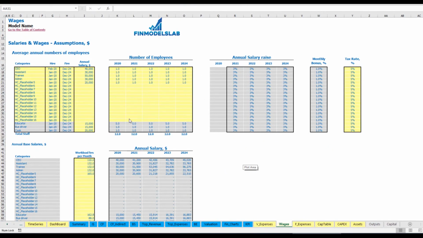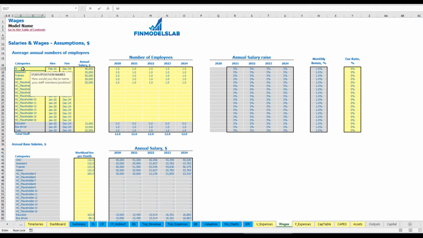On the Wages tab you have up to 20 placeholders to input your staffing assumptions. Please note that some gray values are already predefined and you already input these positions for educator, bus driver and cook on the dashboard with some hire and fire dates. For these positions you are able to input only the annual salary. In addition, you have 16 placeholders which are yellow, which you can change.